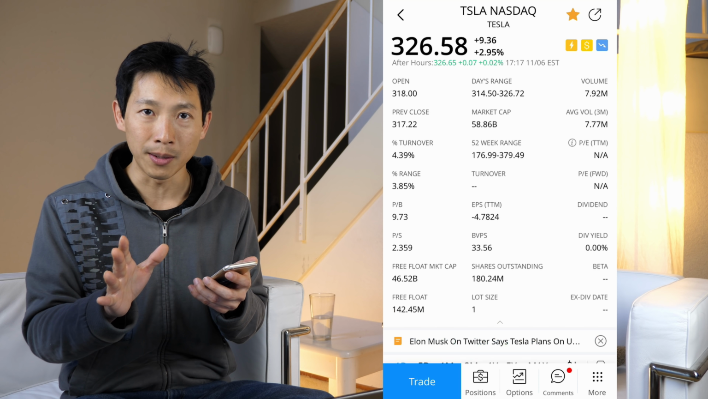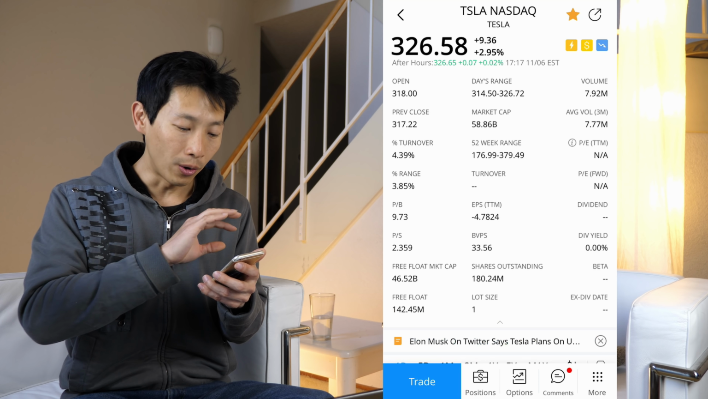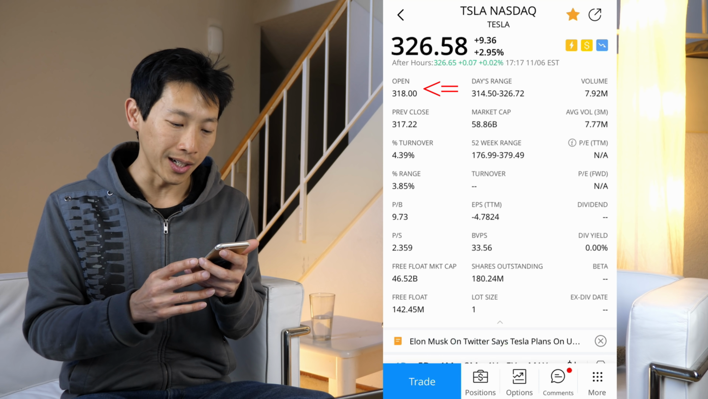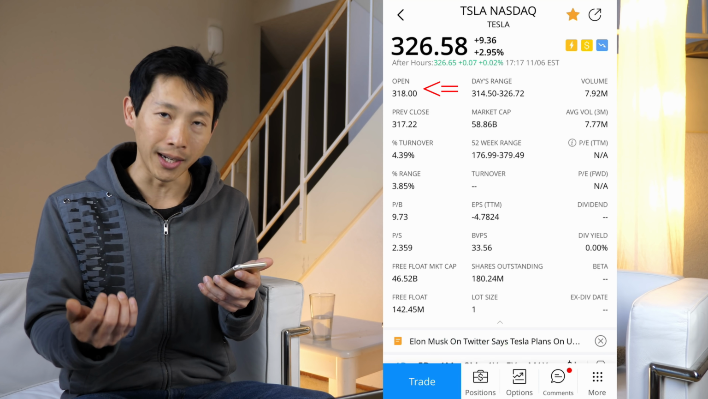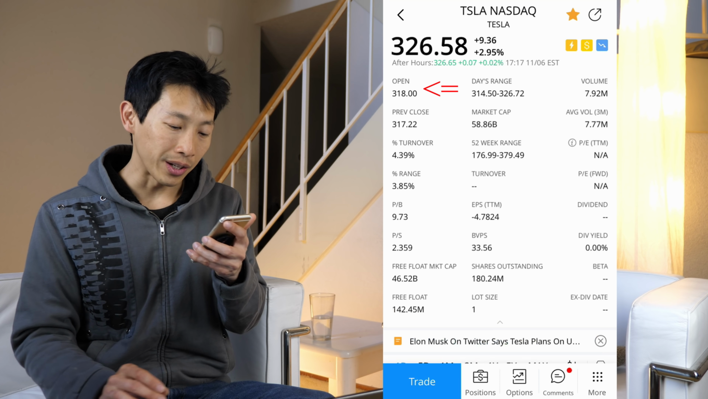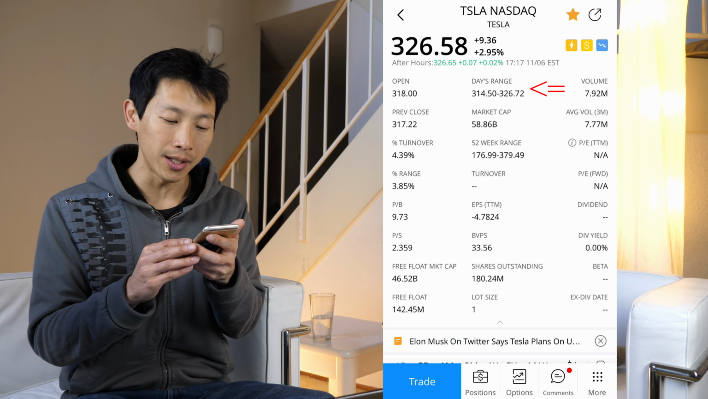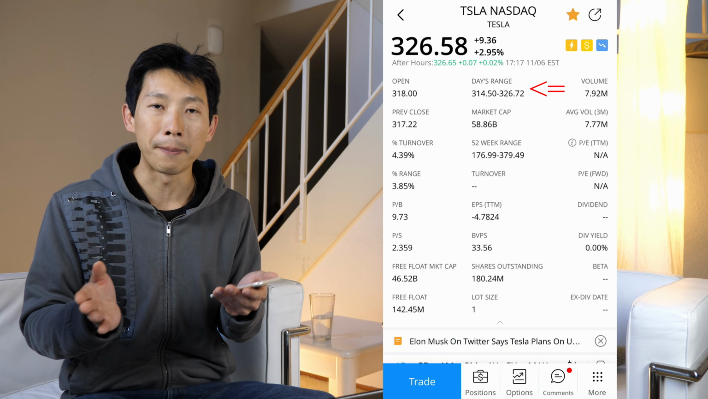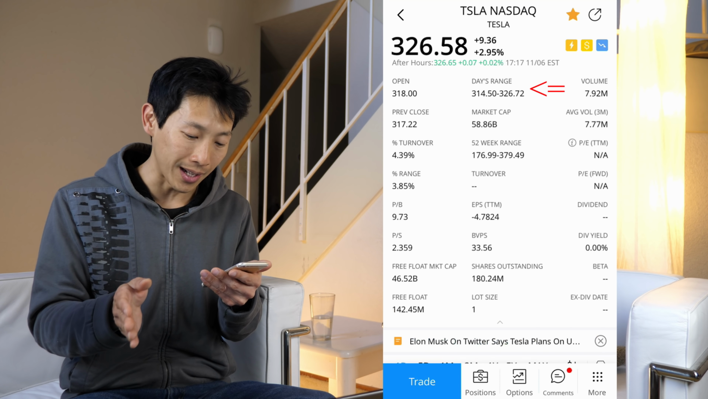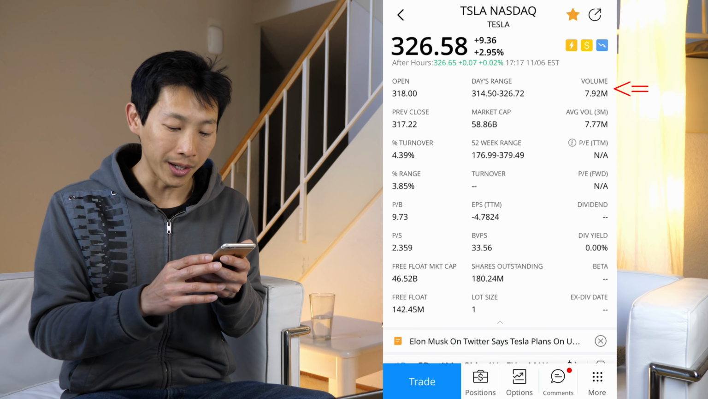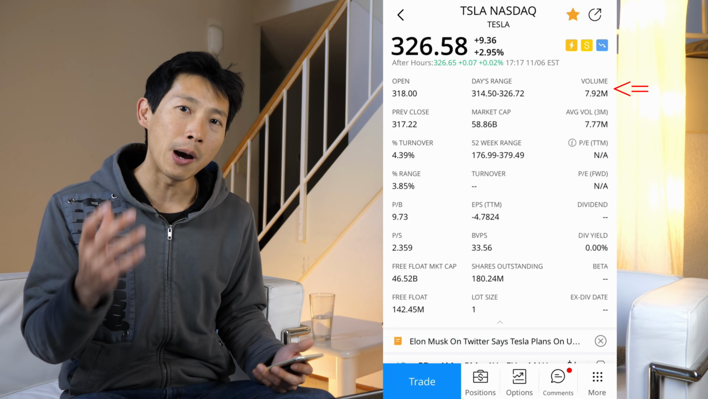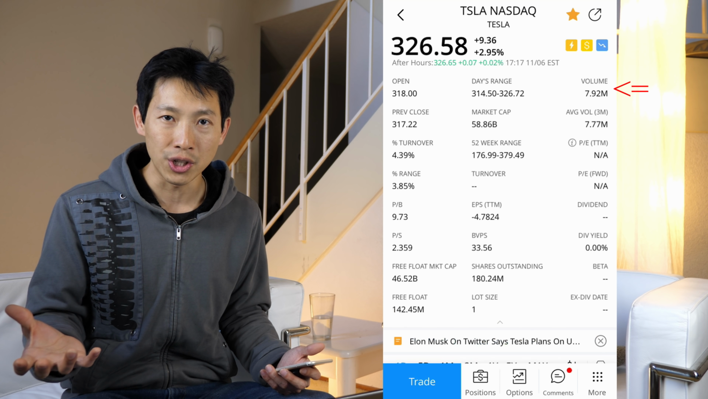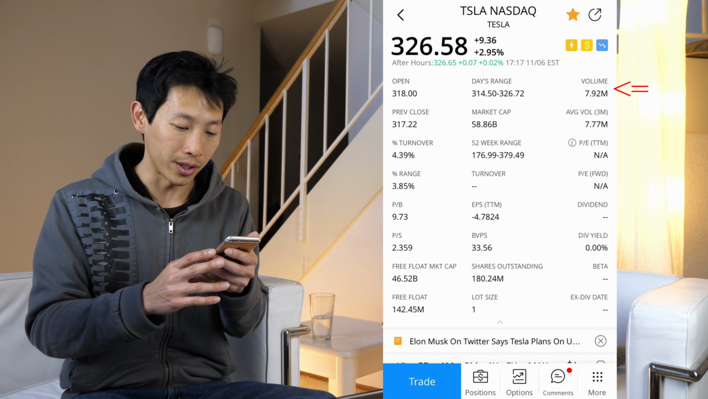Now, this is not quite the income statement, but I still want to go over all these different little metrics. The first one is open price, 318. When it opened up in the morning, this is the price that it was at. The day's range between $314.50 to $326.72. This is just the maximum and minimum of that stock price within that day. You have the volume, which is 7.92 million shares. This is how many shares exchanged hands during that day. So if someone sold 100 shares, that would be counted as 100 in volume.